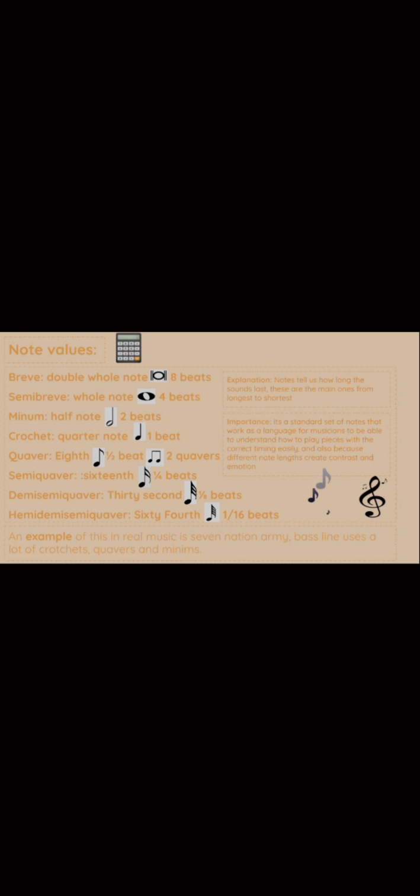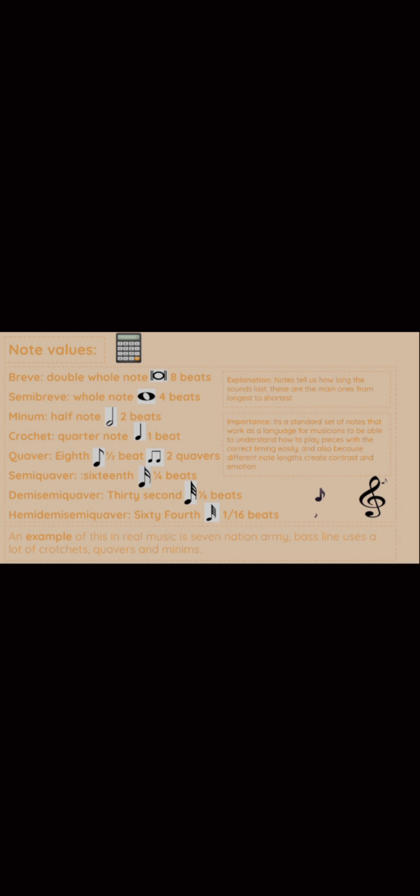Note values tell us how long these sounds last. The importance is that they help musicians understand how to play the pieces within the correct timing easily. It works as a universal language for music. It also helps with different note lengths, creating contrast and emotion.